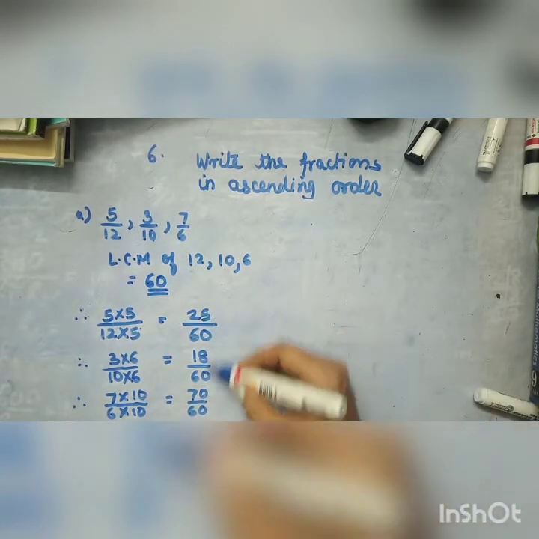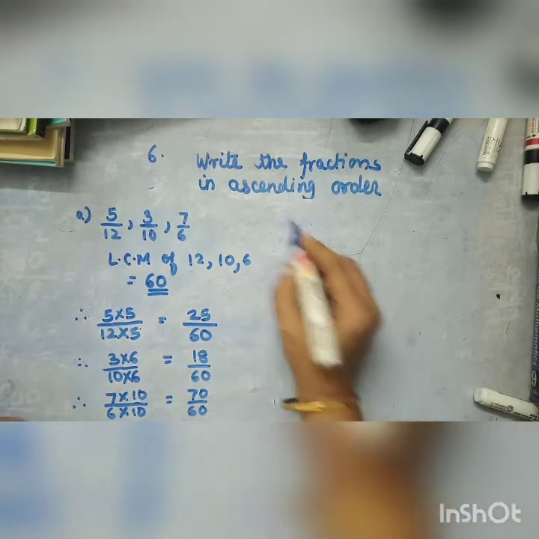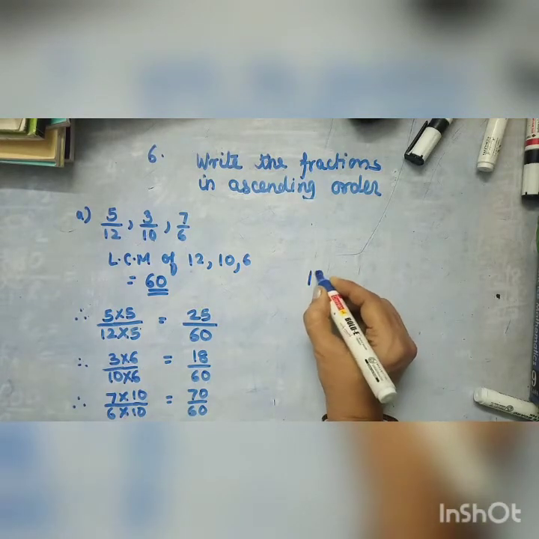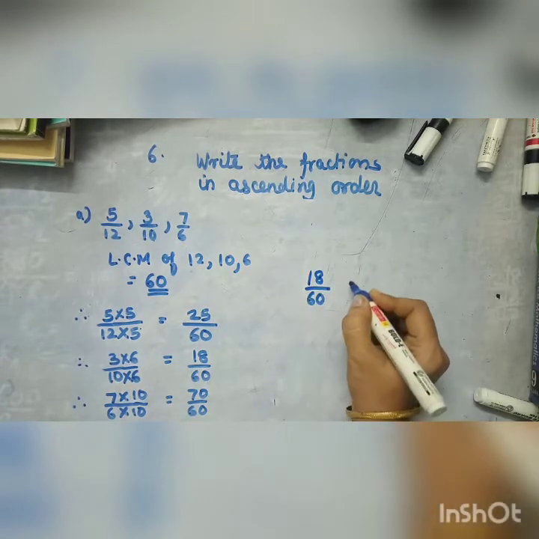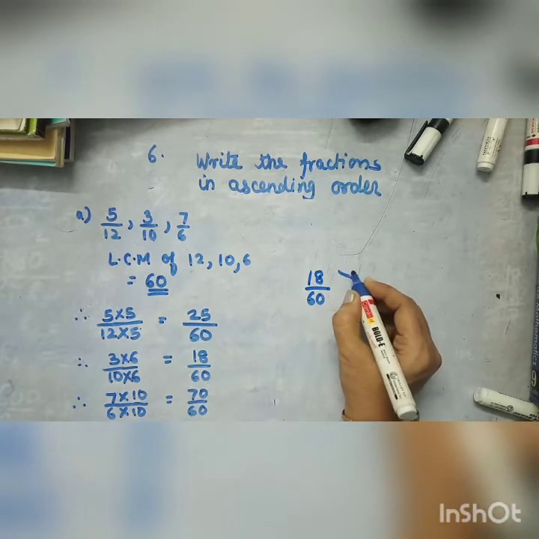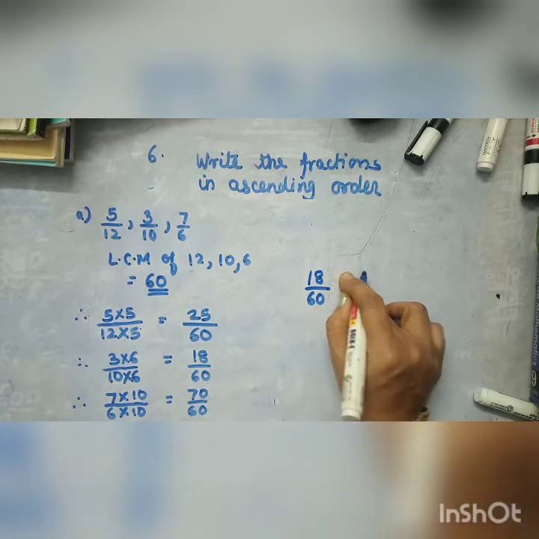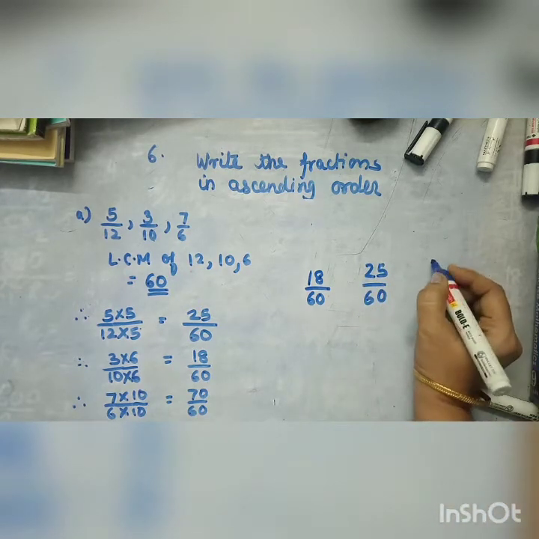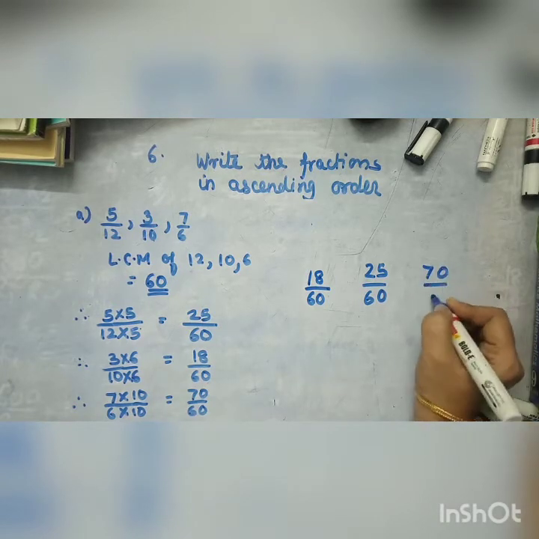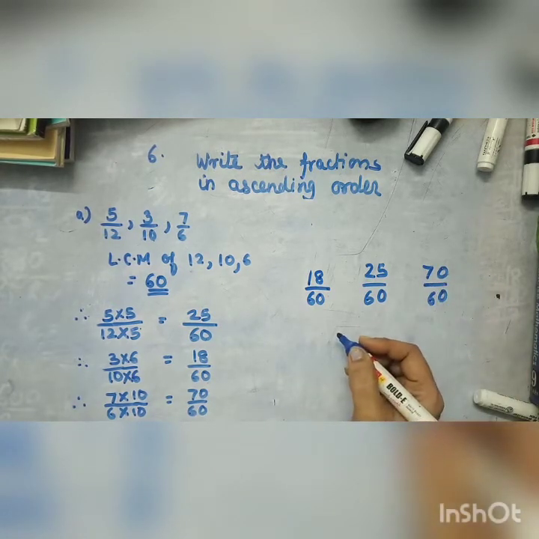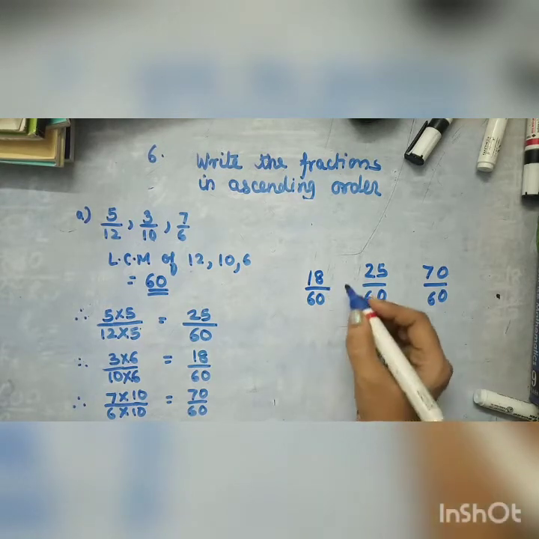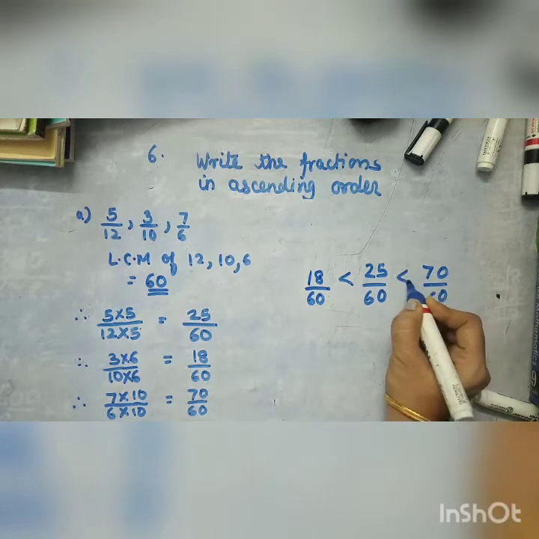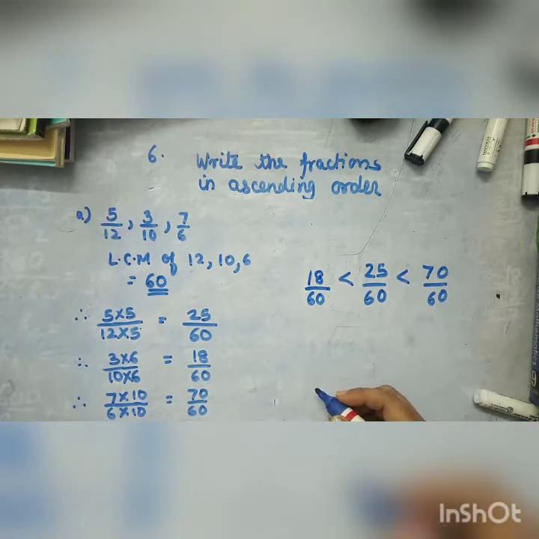Now see, out of these three fractional numbers, ascending order means small to big. So out of these, which one is smaller? 18 upon 60. Then you have which number? 25 upon 60. Then you have 70 upon 60. Okay, so 18 upon 60 is smaller than 25 upon 60, and 25 upon 60 is smaller than 70 upon 60.